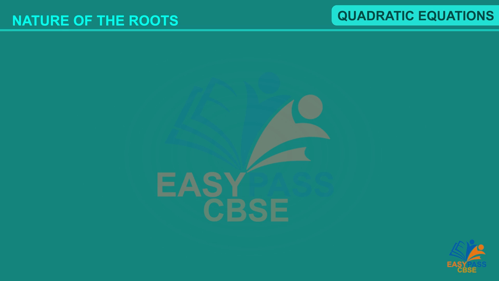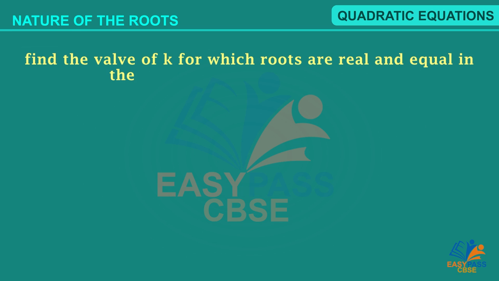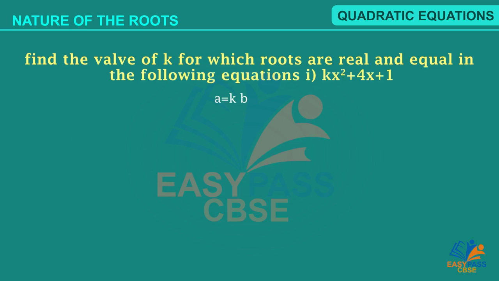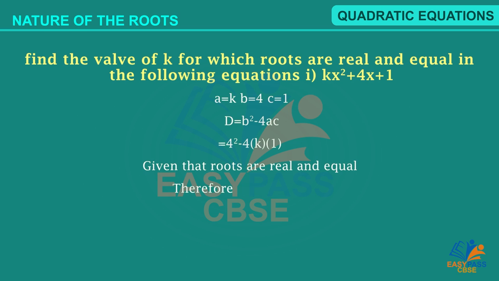The next model is finding the value of k when the nature of the roots is given. Now, find the values of k for which the roots are real and equal in the following equations. So, indirectly it is given that discriminant is equal to 0 for what value of k. So, in this one, the first question, kx square plus 4x plus 1. Here, a is equal to k, b is equal to 4, c is equal to 1. Discriminant, b square minus 4ac is equal to 4 square minus 4 times k times 1, or 16 minus 4k. Since the roots are real and equal, therefore, discriminant is equal to 0. Therefore, 16 minus 4k equals 0, or k is equal to 4.